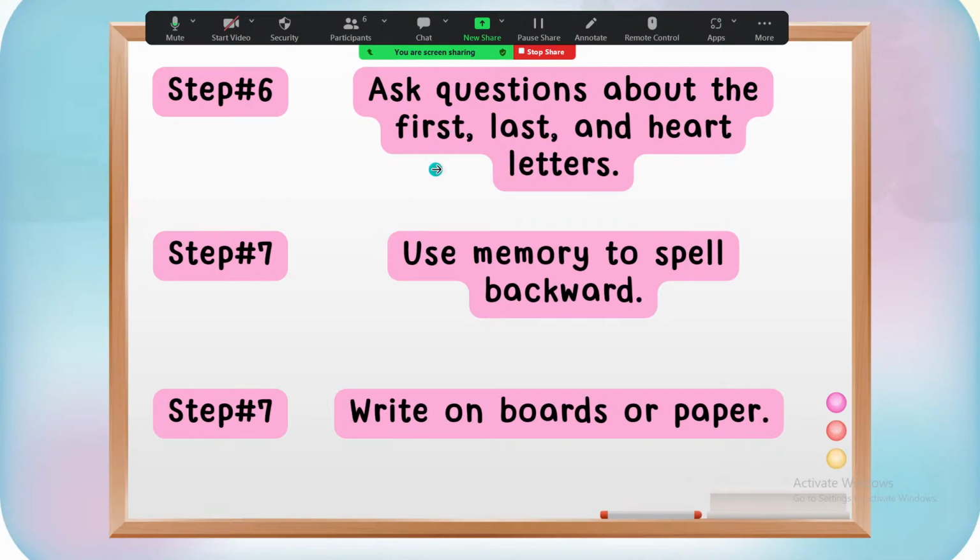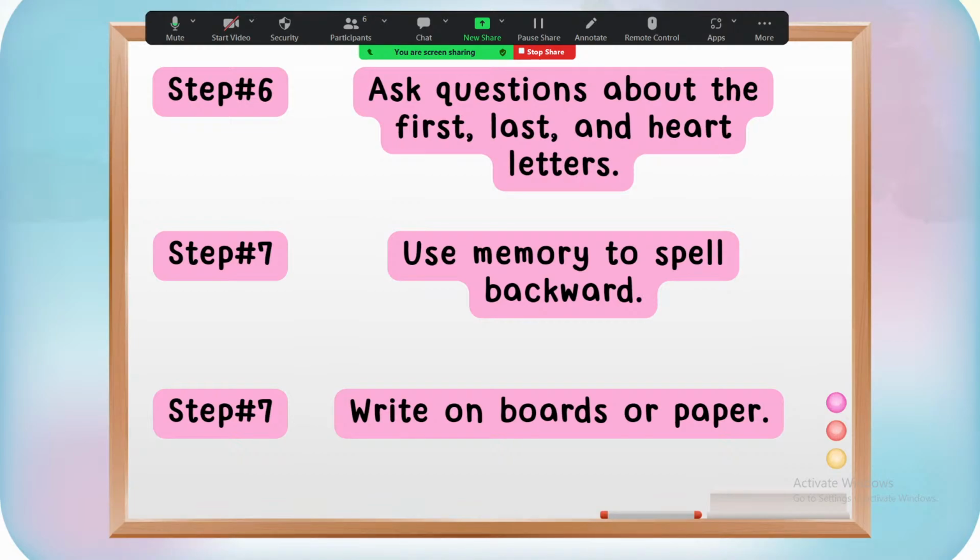What was the first sound in said? S. What was the last sound in said? D. What were the letters that were giving the sound in the middle? They will say AI. Just keep talking about this spelling so they register it in their mind. Use memory to backward spell. Just ask them to close their eyes and in their mind spell the word backward.